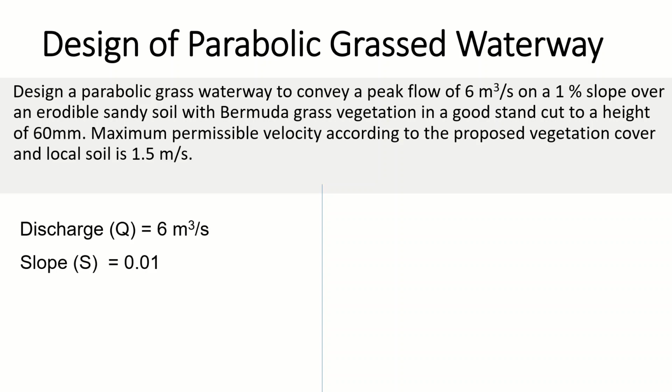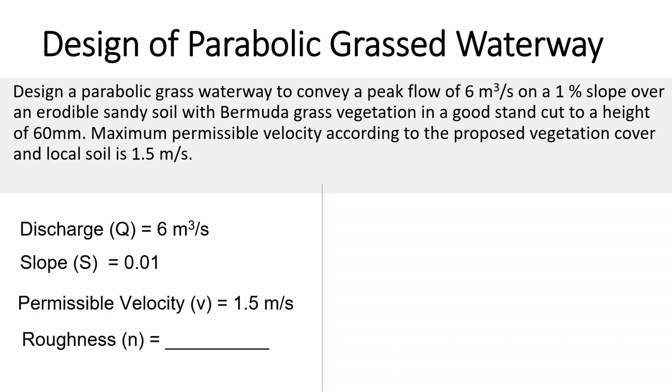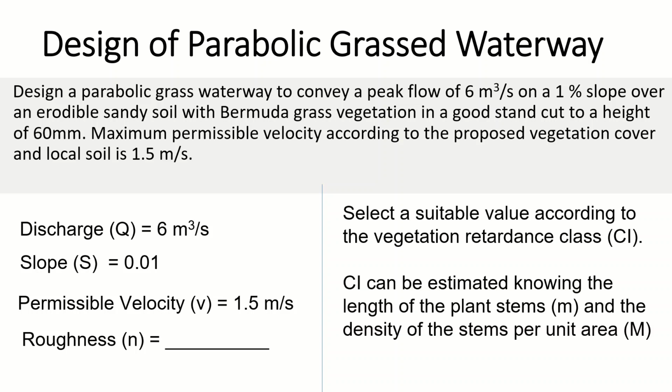Now let us design. Now discharge is given to us. Slope is also provided, 1% which is equal to 0.01. Permissible velocity is 1.5 meters per second. Roughness however is not provided here. Okay, so we'll be using some other equations here. Select a suitable value according to the vegetation retardance class CL.